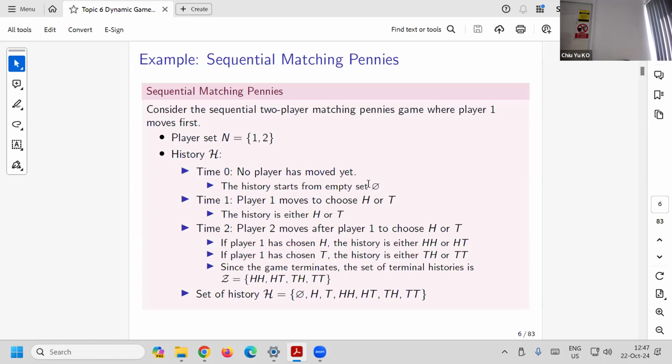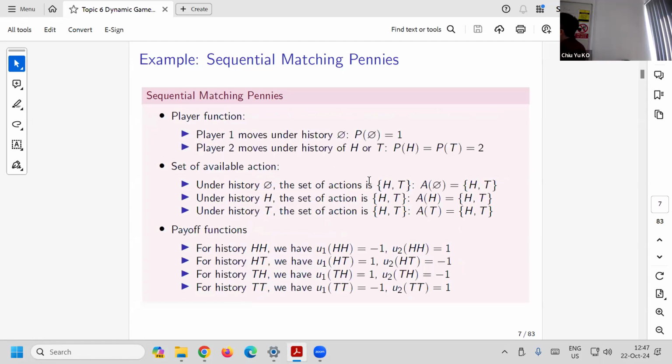So why do we care about this history? Because history can tell us who can move. Under the null history, player 1 moves, this is the player function. After that, player 2 moves. And the available actions: player 1 can choose head or tail, and player 2, regardless of head or tail, can also choose head or tail. So that's no different, although in general this could be different. So here player 2 actually has a choice that is no different.